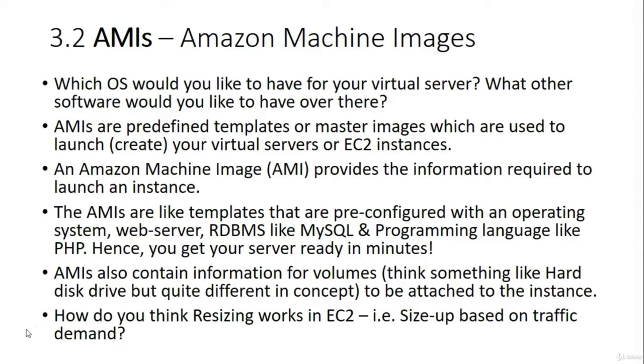AMIs, or Amazon Machine Images. When you are migrating to a cloud server, that is an EC2 instance, there are a few considerations like operating systems and technology stack. AMIs basically help you in quickly launching your virtual server. Which OS would you like to have for your virtual server? What other software would you like to have over there? To get you all these things, AMIs are the way to go.